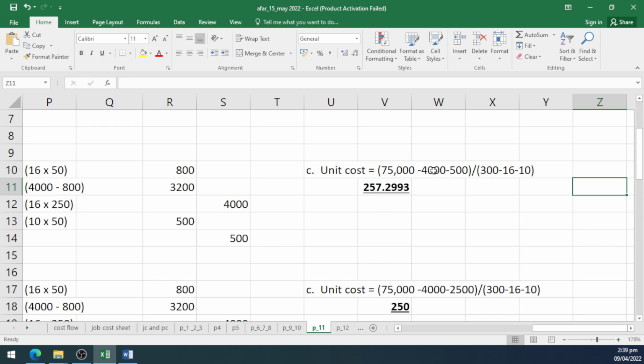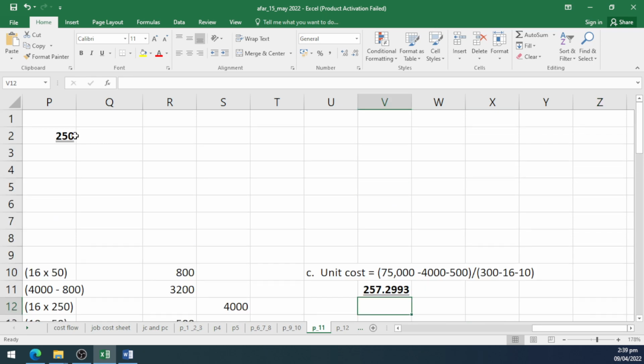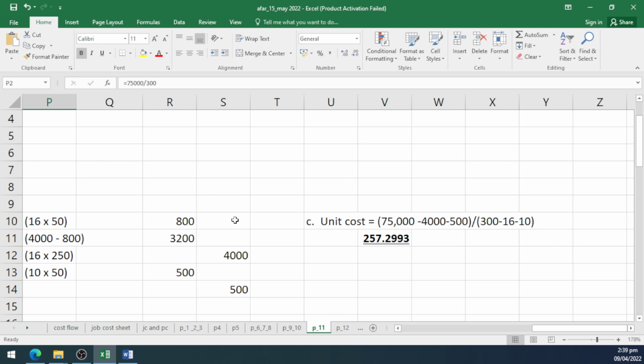500 lang ang ating kinredit sa work in process. Yung 2,000, may iwan sa work in process. Doon sa total ng 75, nandun yun. Tinanggal mo yung 10 units, pero hindi mo tinanggal ang total cost. Talagang mag-i-increase ang unit cost. Tingnan ninyo, class. From 250 original to 57.29 ang unit cost natin ngayon.